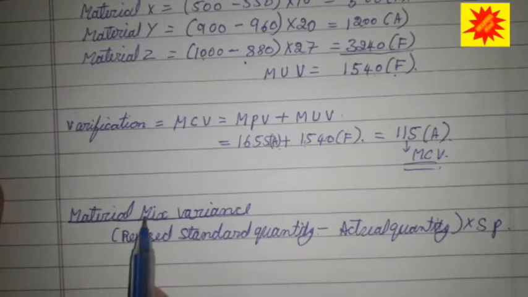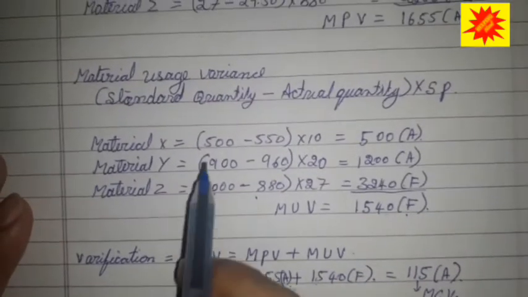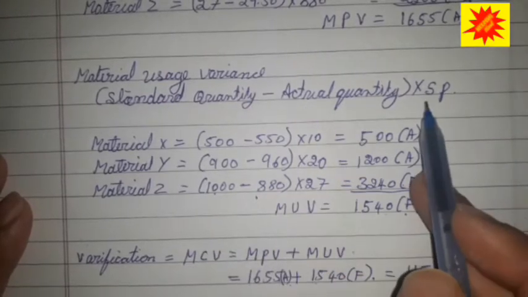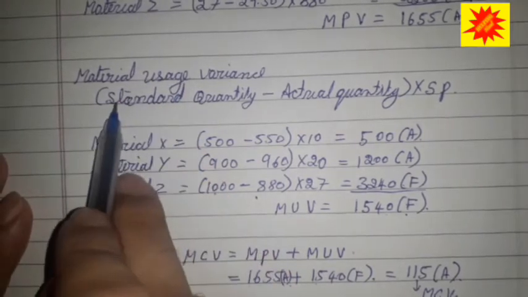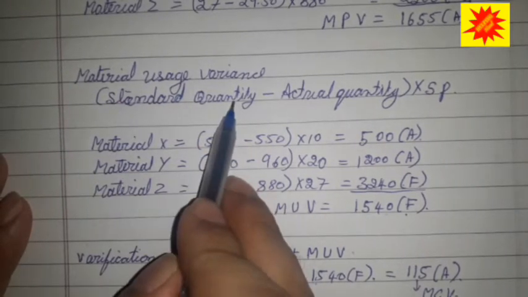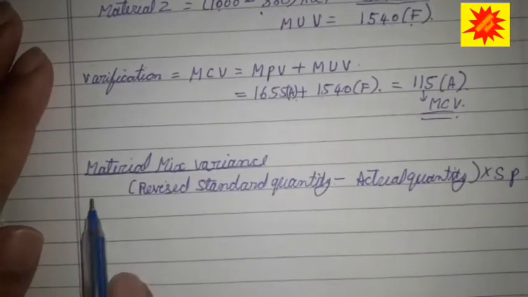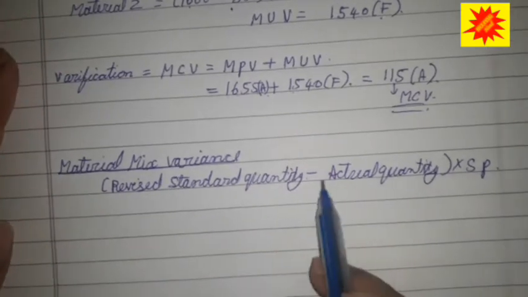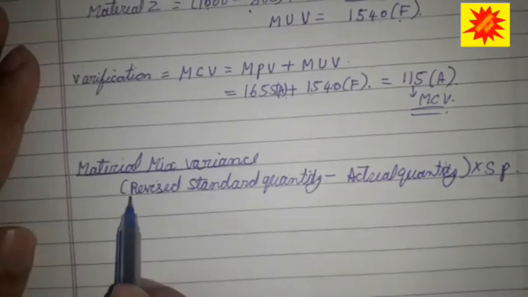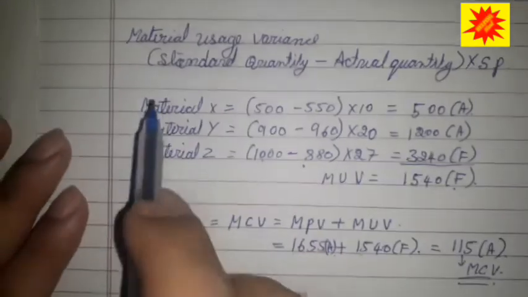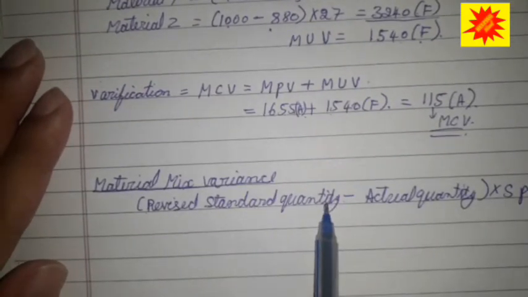The thing is, it is a part of usage variance itself, material usage variance itself. So just check the formula, standard quantity minus actual quantity into standard price. This is what usage variance is. Usage means quantity. So here standard quantity minus actual quantity into standard price. A similar formula is used for material mix variance as well. Actual quantity remains as it is, standard price remains as it is. The only thing which changes is revised standard quantity. Instead of direct standard quantity, we check for revised standard quantity, right?